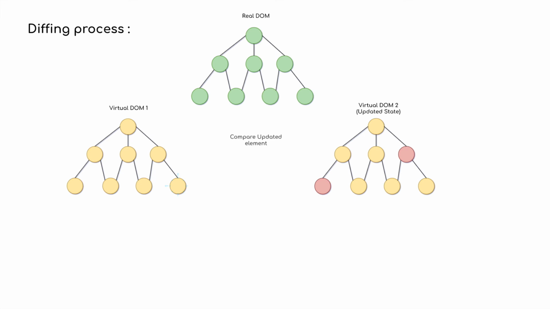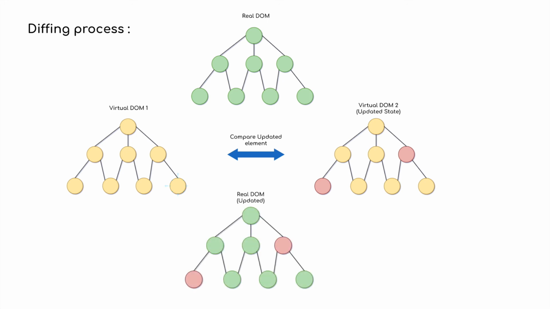Now ReactJS compares the updated state virtual DOM to the previous state virtual DOM to find out all the updated nodes. This process is called diffing. Now ReactJS takes care of reflecting only the updated nodes in the real DOM instead of repainting the whole UI. This automatically enhances the UI performance. Alright guys, so this is the use of virtual DOM in ReactJS.